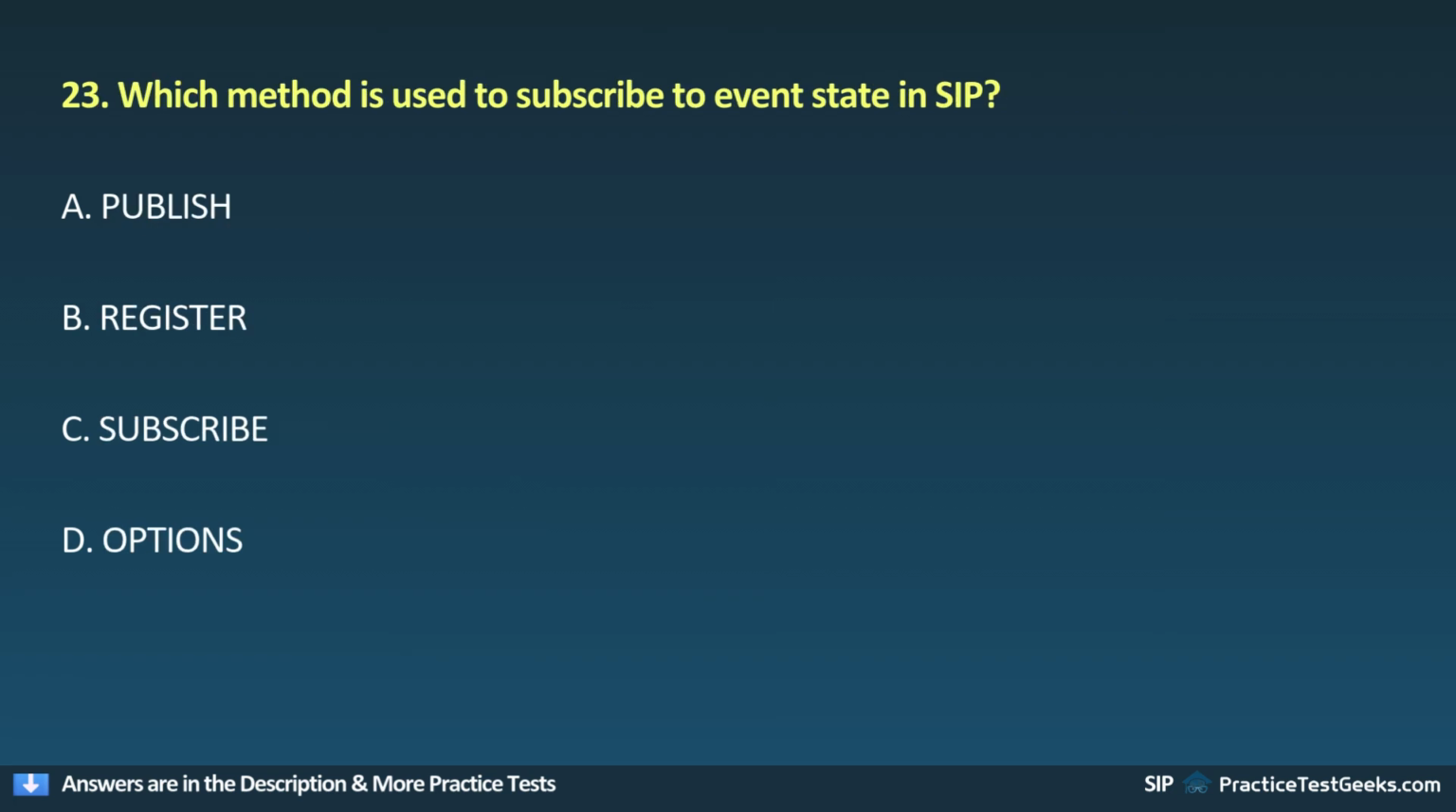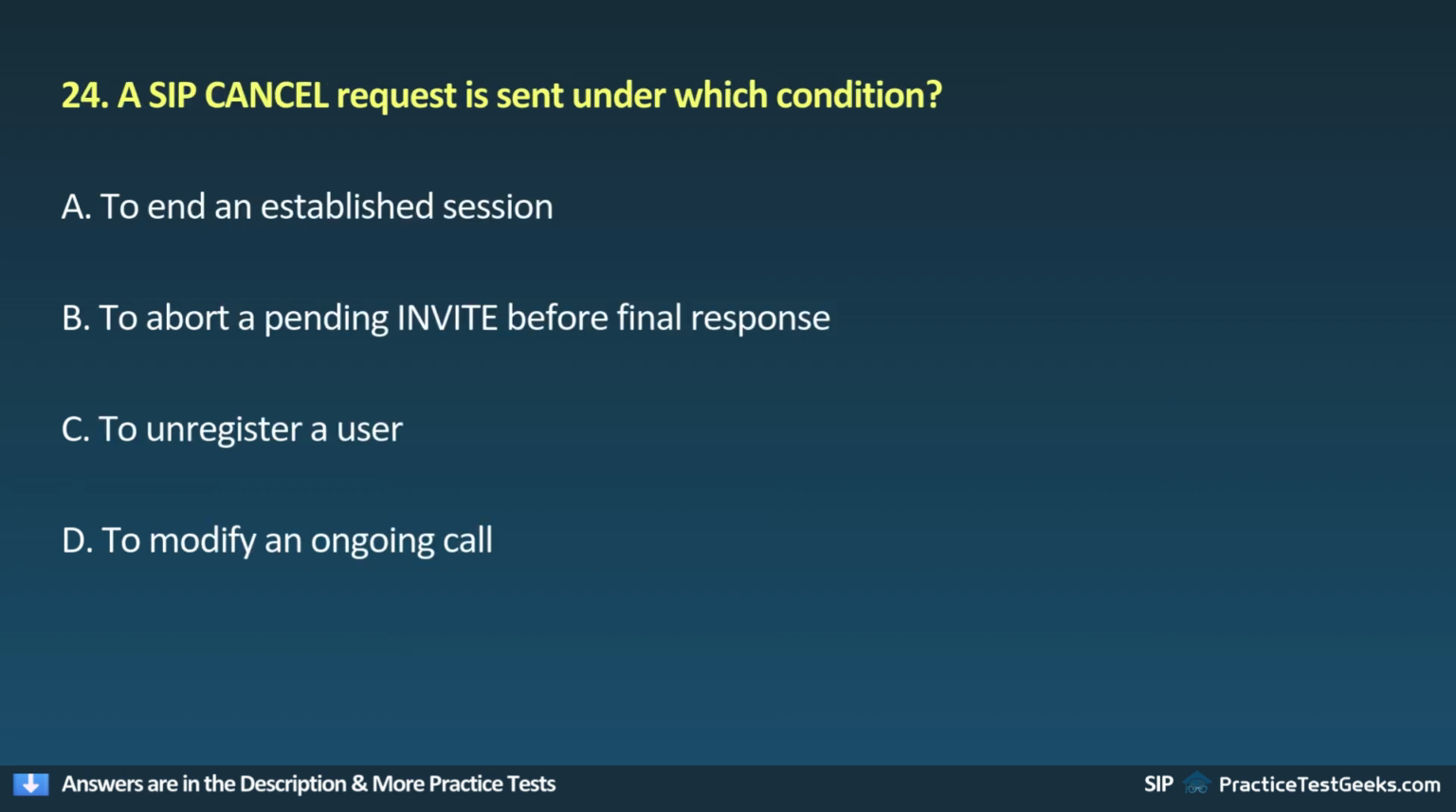23. Which method is used to subscribe to event state in SIP? A. PUBLISH. B. REGISTER. C. SUBSCRIBE. D. OPTIONS. 24. A SIP CANCEL request is sent under which condition?